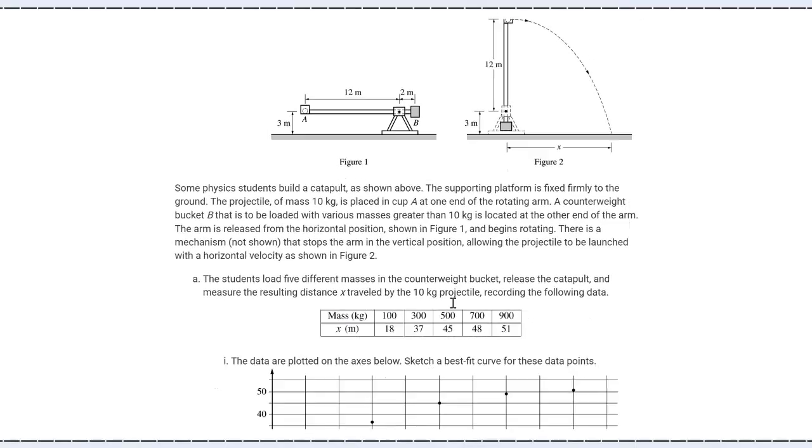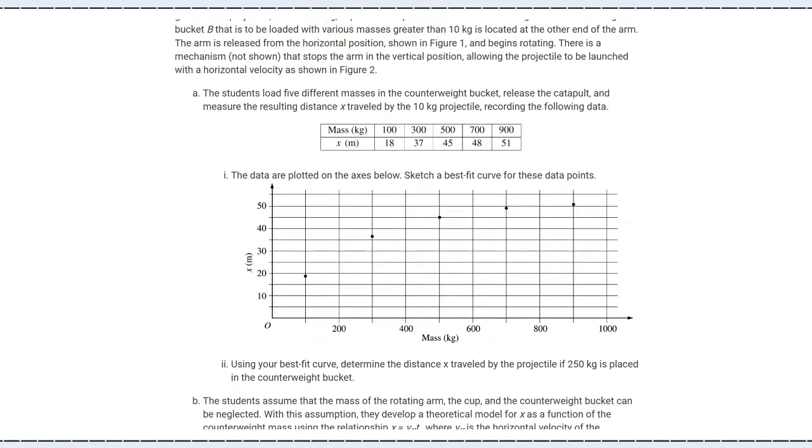So the first thing we're asked to do is draw a line of best fit. Starts out really easy. Looks like it'd be something like that. And then 250, if this is 300, 250 would be about here. And that looks like it'd be about 33 meters. Okay.